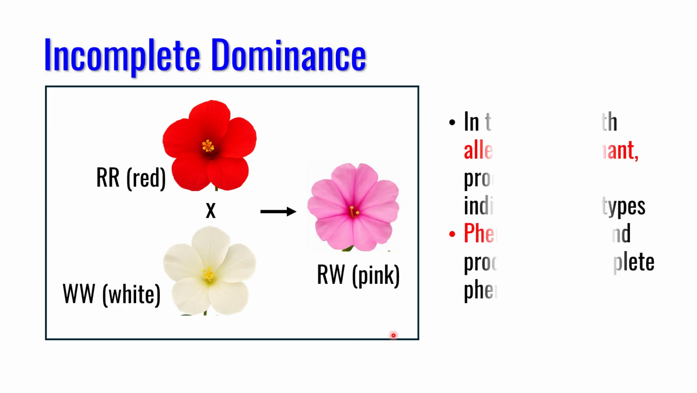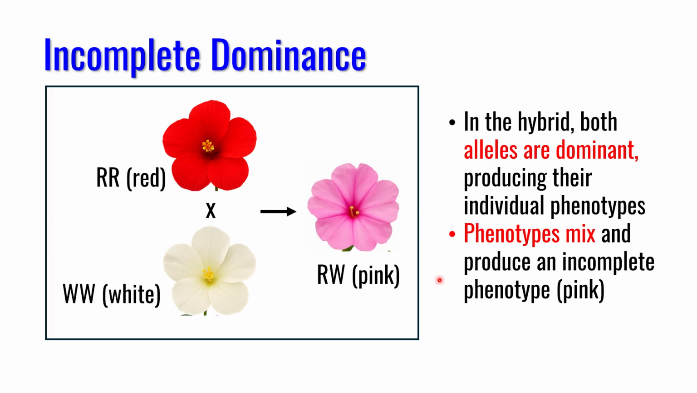You have to remember a couple of things about this type of dominance. The first point is in the hybrid both alleles are dominant and they produce their individual phenotype. However, the important point to note is the individual phenotypes mix and produce an incomplete phenotype, which is pink in this case. That is why it is called incomplete dominance.